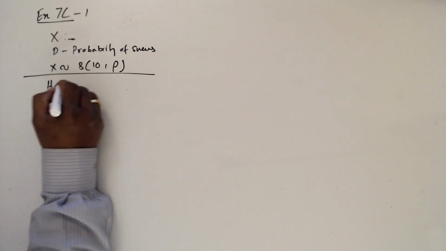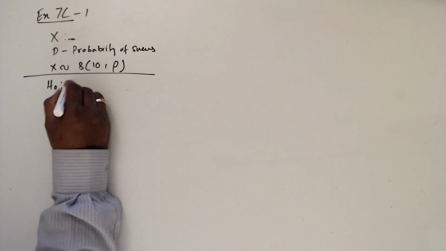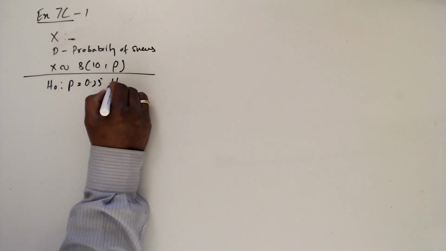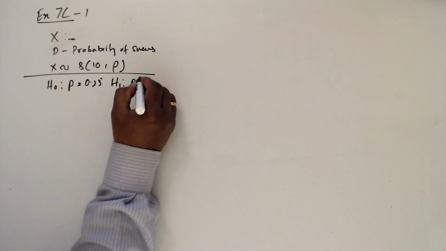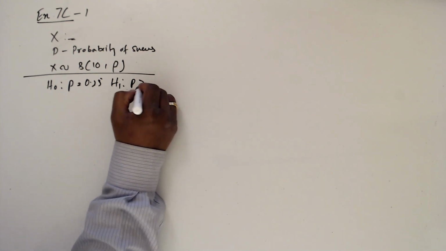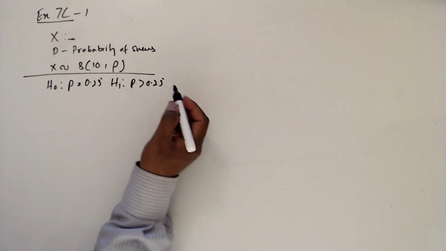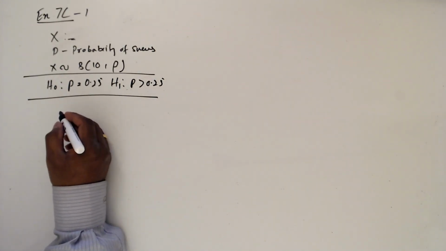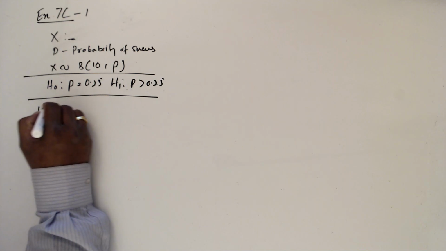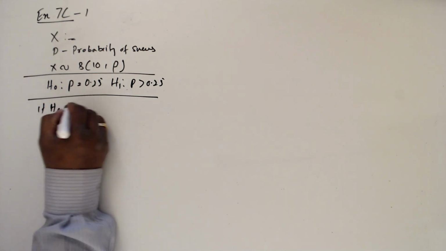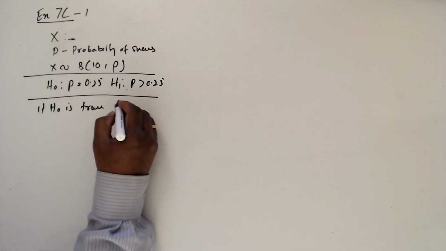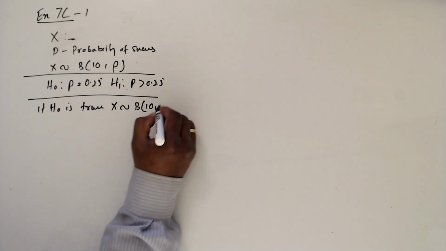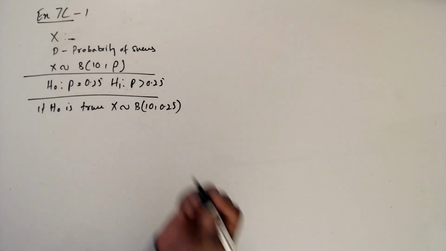Null hypothesis H0: P equals 0.25, and H1: P greater than 0.25. It is going to the upper tail, and then the assumption: if H0 is true, then X should follow binomial 10, 0.25.